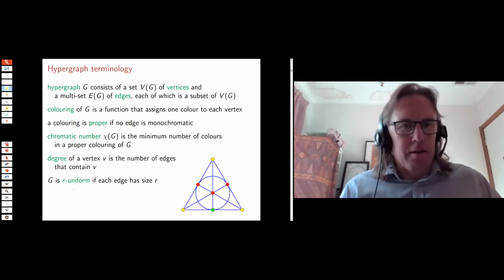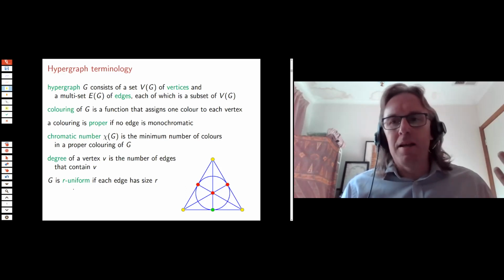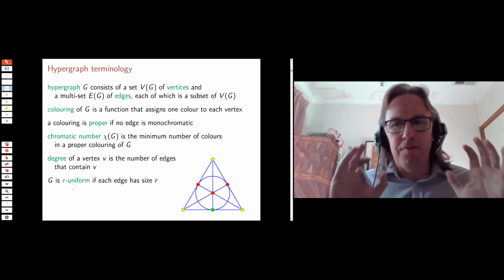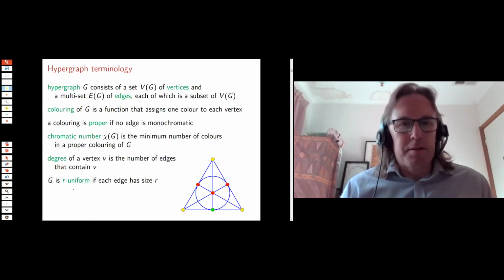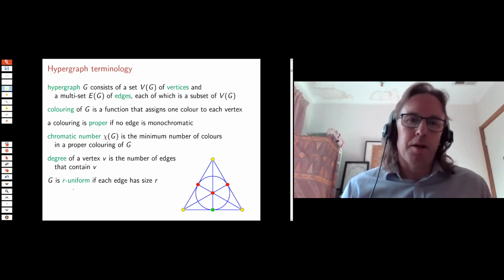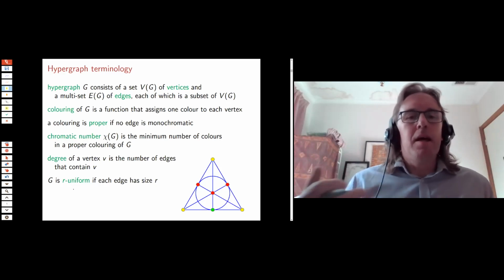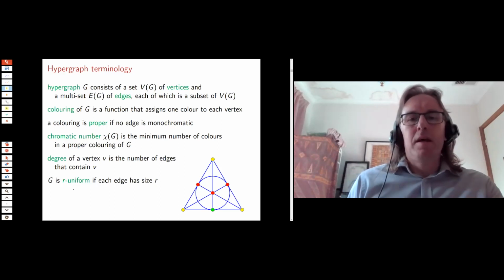Everything's finite, I should say. A coloring of G is a function that assigns one color to each vertex. So coloring for me is a very general notion. All I'm doing is coloring each vertex once. There's no requirements on what I call a coloring. But then I say a coloring is proper if no edge is monochromatic.